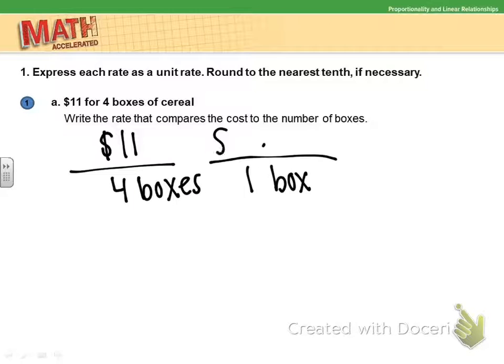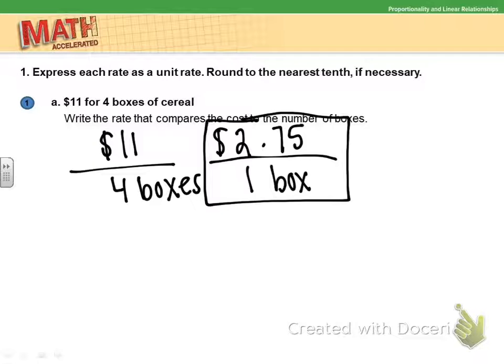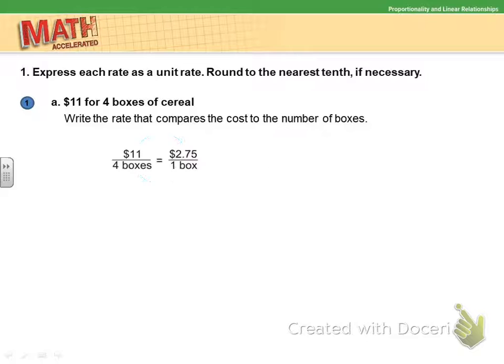Good. So we get $2.75, right? So we found the unit rate. We found that we're paying $2.75 per box, right? So this would be our unit rate. Does everybody see that? Okay, good.